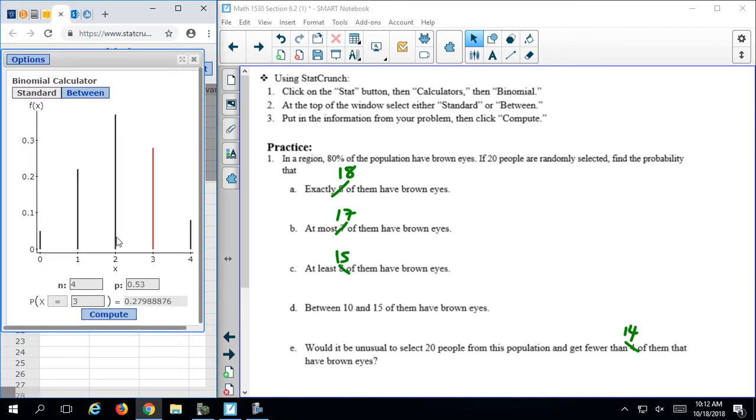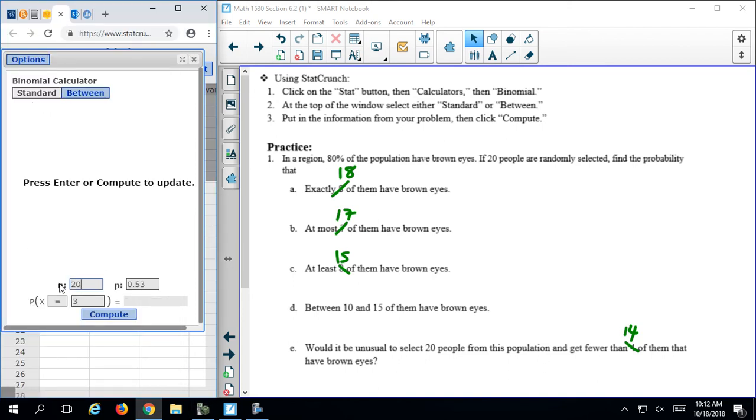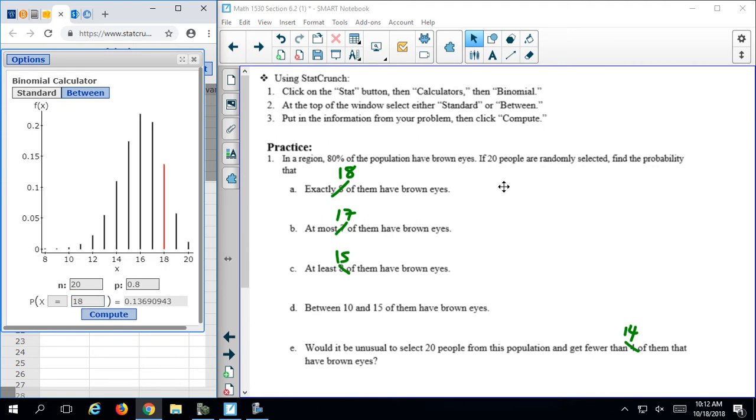So in the calculator, I'm going to put in 20 for n. The probability of picking someone with brown eyes is 80%, so I'm going to put in 0.8 as the probability. And I want to know the probability that exactly 18 have brown eyes, so I'm going to put in equals 18, and I get 0.1369.